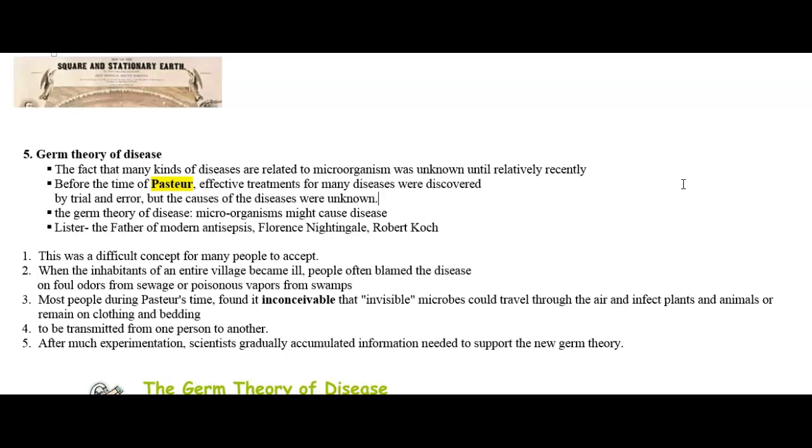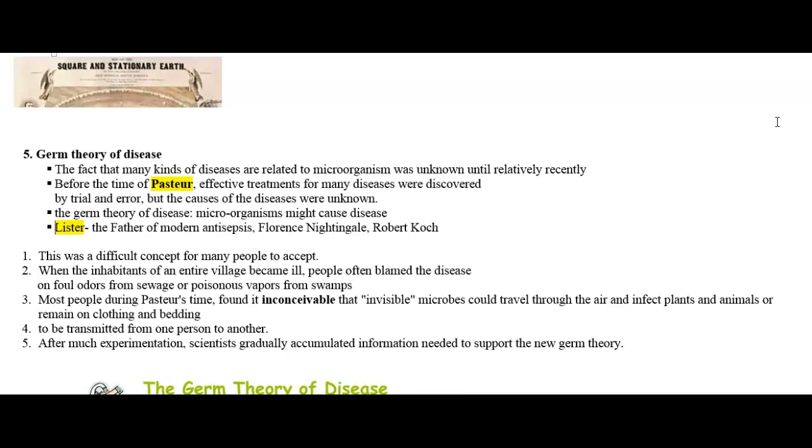And let's look at this guy, Lister, the father of modern antisepsis. He also had the idea that disease was caused through microorganisms. And he became the head of a hospital at this time. I forget what year it was. And most people really didn't know anything about diseases. But at the hospital, probably all the hospitals in those days, nobody washed anything. They had no idea that they needed to wash anything.